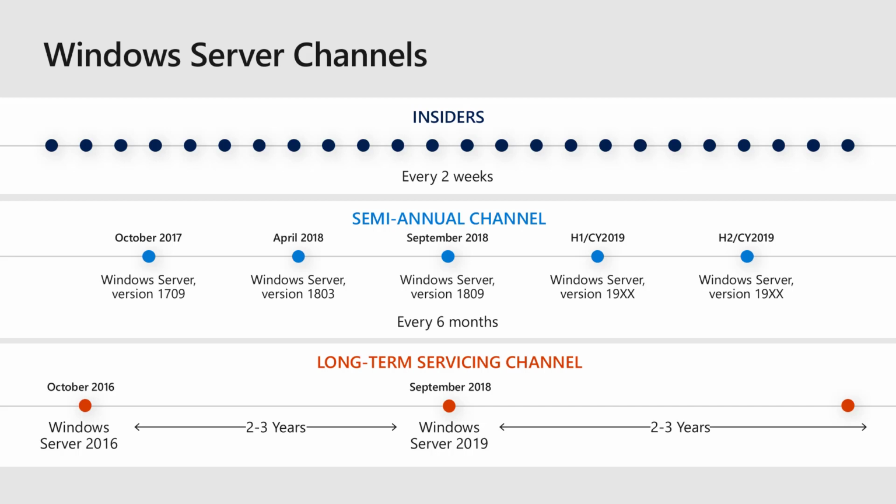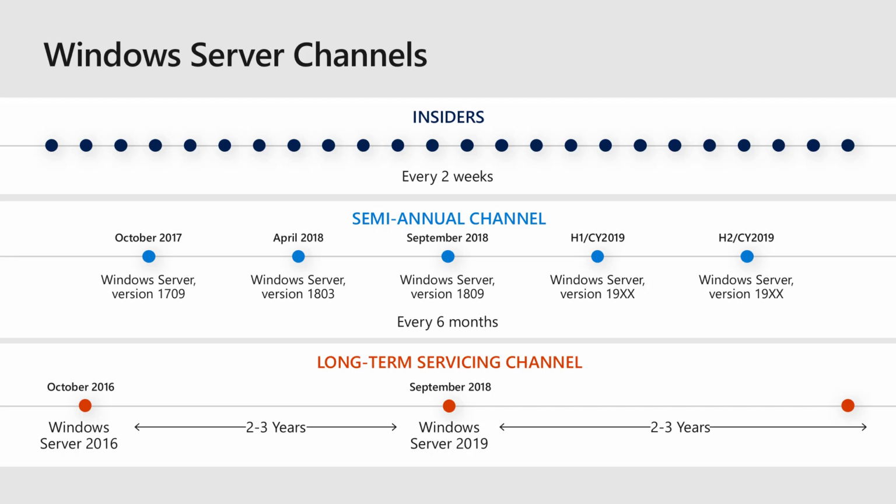In the semi-annual channel, we have a new version every 6 months. So we have a faster innovation cycle, but we have only support of 18 months for each version. So if you started with version 1709, you should think about migrating to 1803 or 1809. But this version 19XX, the first one in calendar year 2019, this is the version where you absolutely have to migrate, because then we have 18 months between and we do not have any longer support for 1709.